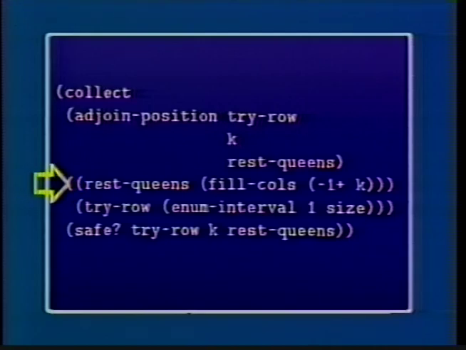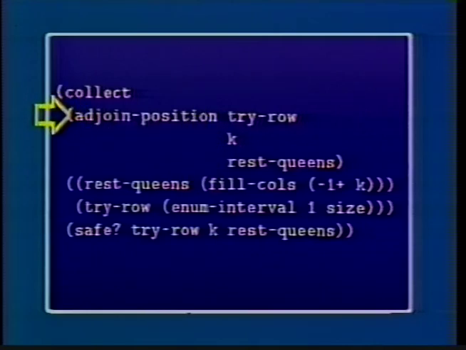And then I find all ways of trying a row. That's just each of the possible rows, there's size rows. So that's an enumerate interval. And now what I do is I collect together the new row I'm going to try and column k with the rest of the queens. I adjoin a position. This is George's problem.